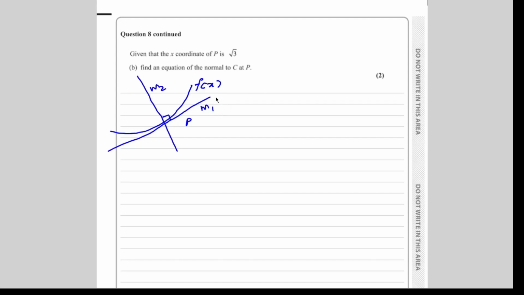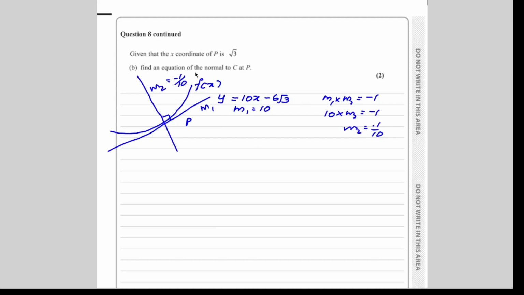It is y equals 10x minus 6 root 3. Therefore, M1 equals 10. Then M2 we can get as minus 1 over 10, because M1 times M2 equals minus 1. M1 we have 10. M2 multiplied gives minus 1. Then M2 equals minus 1 over 10. That's how we are getting minus 1 over 10.